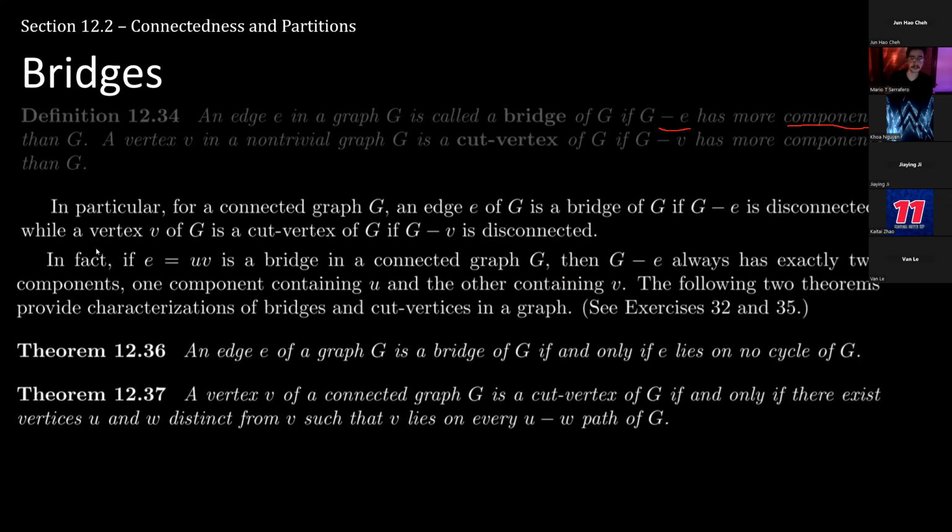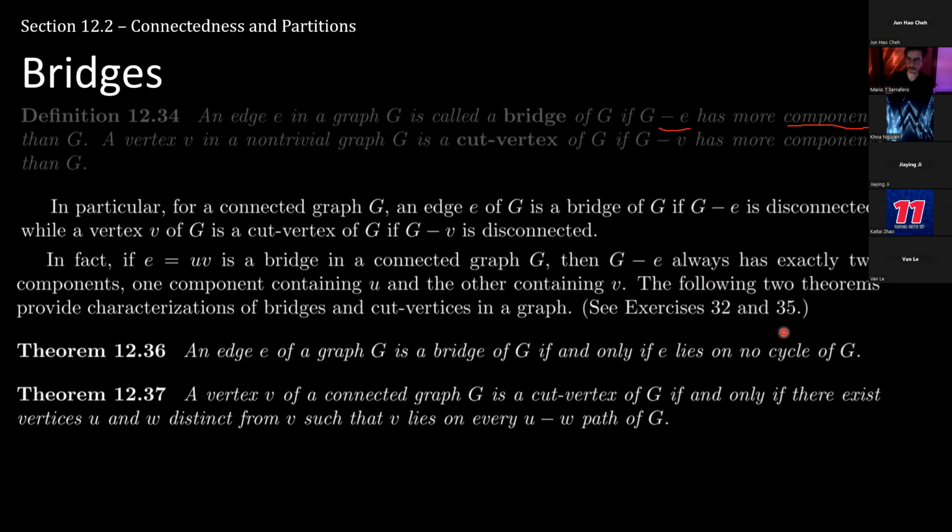In particular, for a connected graph G, an edge E of G is a bridge of G if G minus E is disconnected, while a vertex V of G is a cut vertex of G if G minus V is disconnected. In fact, if E equals UV is a bridge in a connected graph G, then G minus E always has exactly two components. So if we cut a bridge, we get exactly two components every time. As we saw in the vertex example I just gave, that's not true for cut vertices. In that case, we cut R and we got three components, not two.